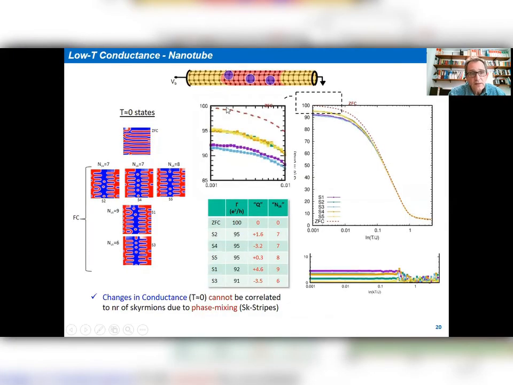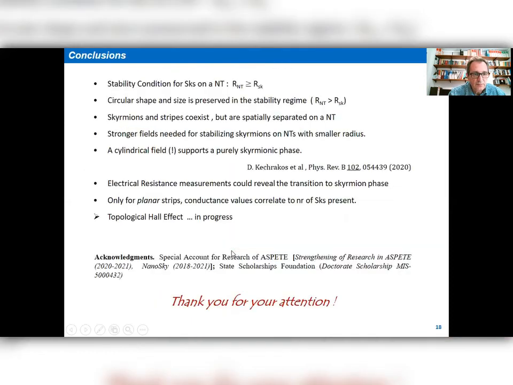However, this is not the case for the nanotube. And this is because here you have a mixture of skyrmions and stripes. So it's not easy to relate the number of skyrmions to the values of the conductance of the system.